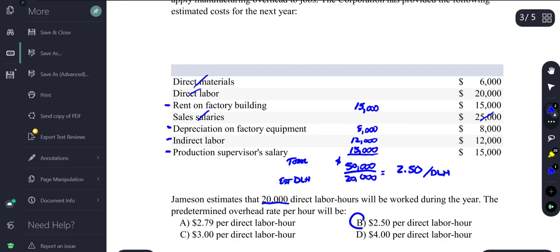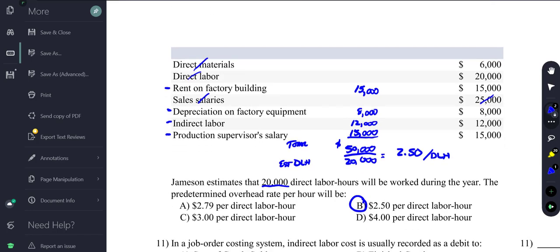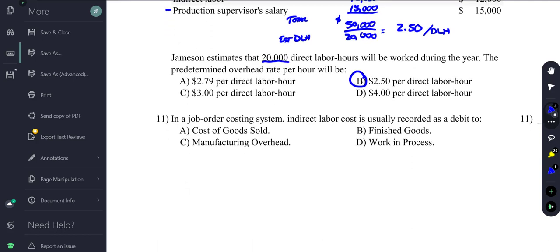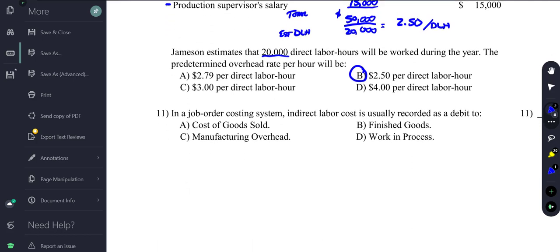Okay, these are really good questions for multiple choice where you have a calculation that's needed. All right, for number 11, we have a question.